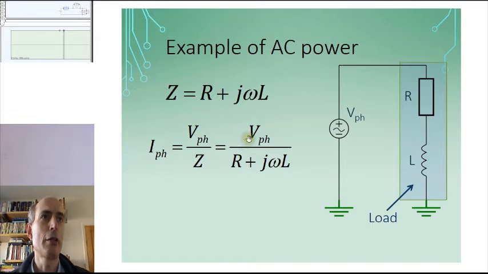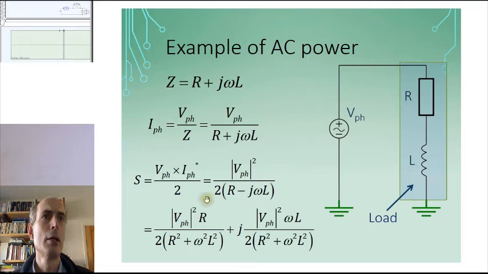In this case, that gives me this expression here, and I can just substitute these into the formula that we derived last time for the complex power. That is the voltage phasor times the complex conjugate of the current phasor, divided by 2.